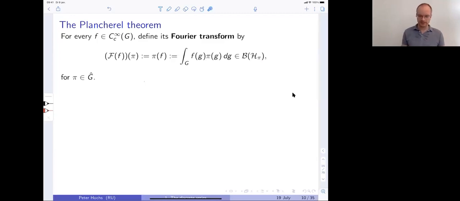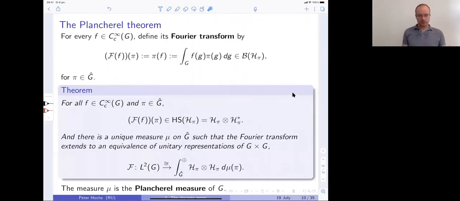the Hilbert-Schmidt operators. But it turns out that for our groups and for smooth compactly supported functions f, this bounded operator is actually a Hilbert-Schmidt operator. And that means an element of H pi tensor H pi dual. And that means that this Fourier transform of f is a section of this bundle E. So it lands in H pi tensor H pi star at every pi.